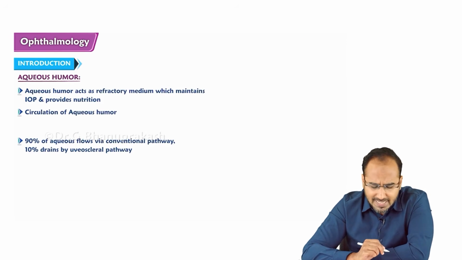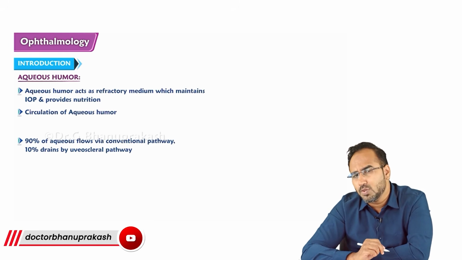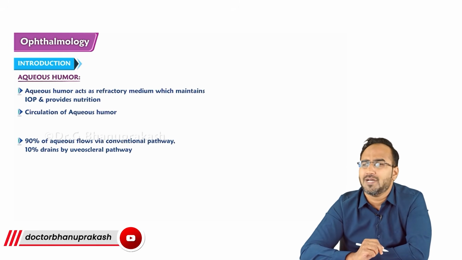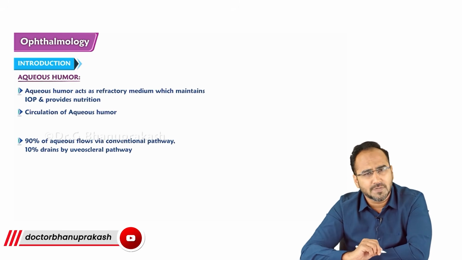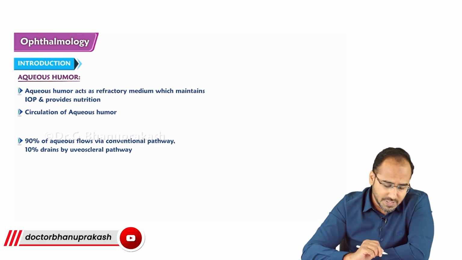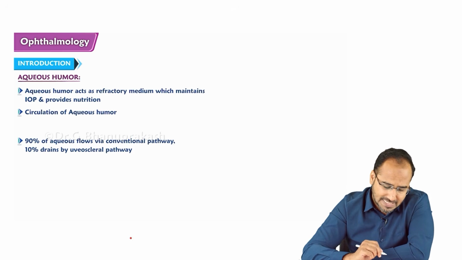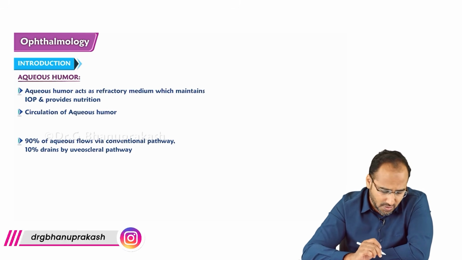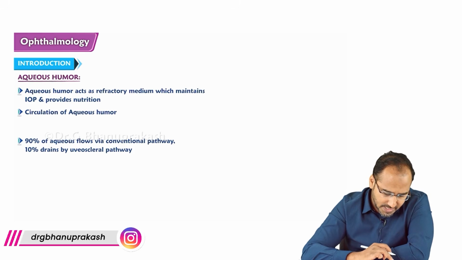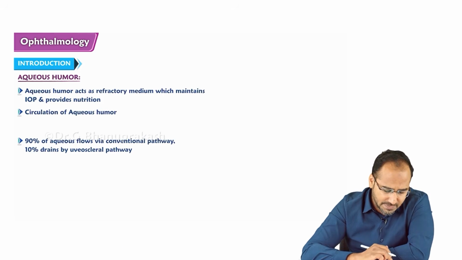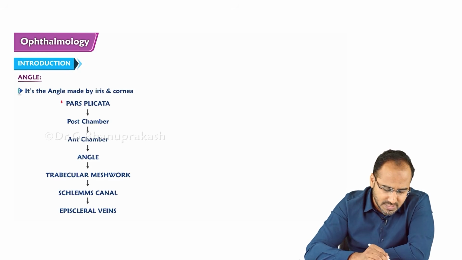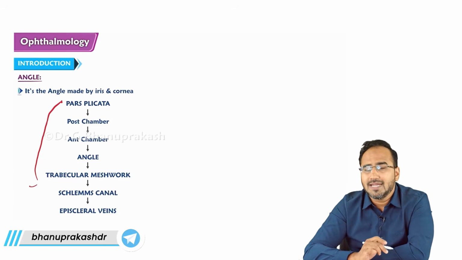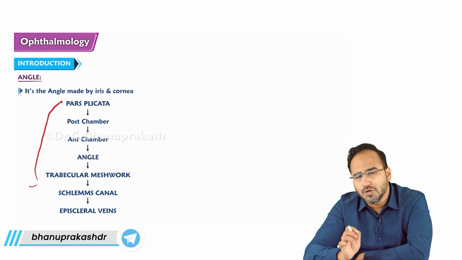Aqueous humor also acts as a refractive media. I told you what the refractive index of the aqueous humor is? It is 1.33. In vitreous humor also it is 1.33. So aqueous humor acts as a refractive media, maintains the intraocular pressure and provides nutrition. We have already discussed the circulation of the aqueous humor, guys. What is the circulation of aqueous humor? 90% of the aqueous, remember guys, usually flows through this pathway. 10% of the aqueous humor is drained by the uveoscleral pathway.